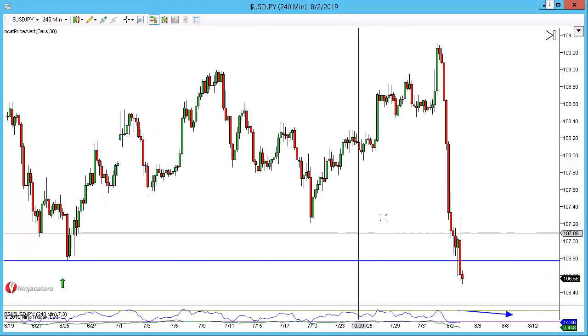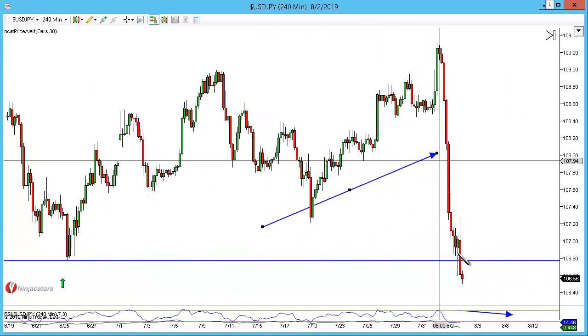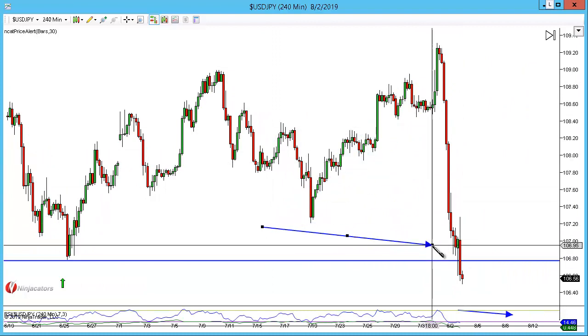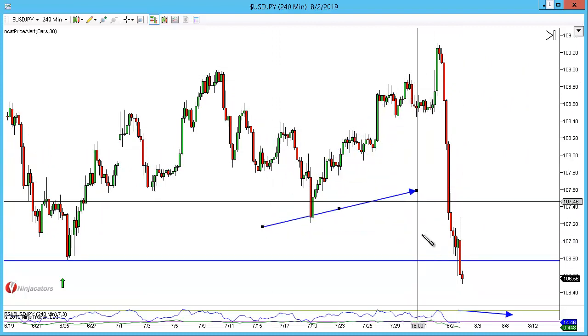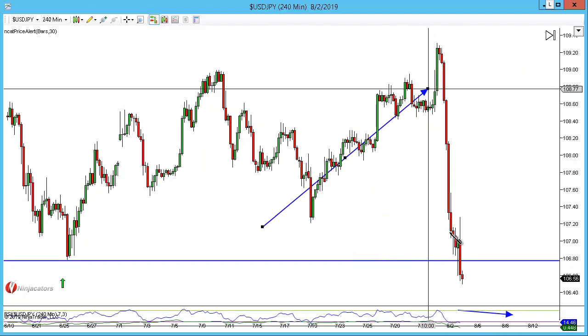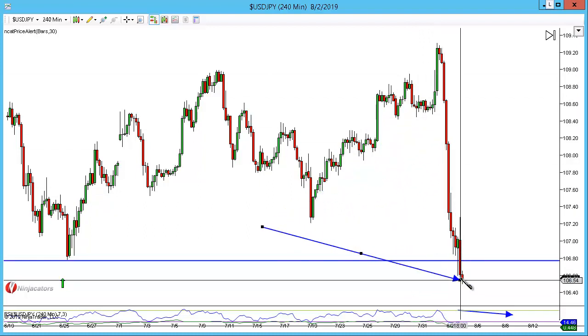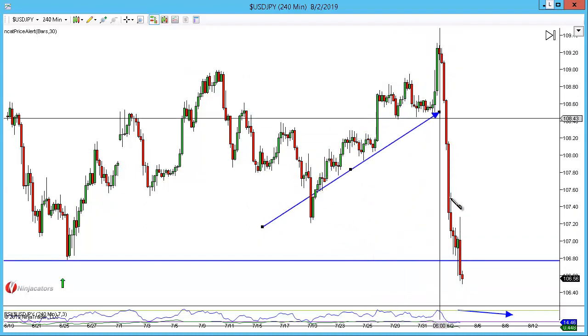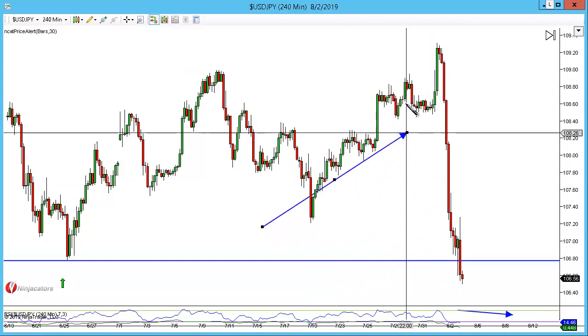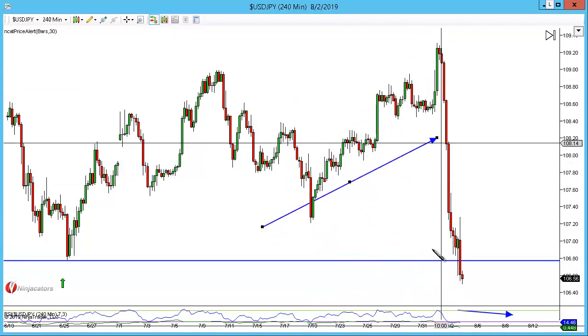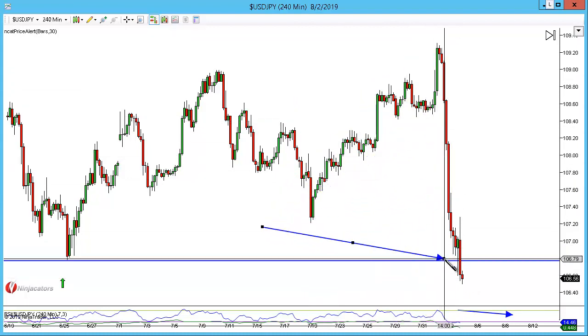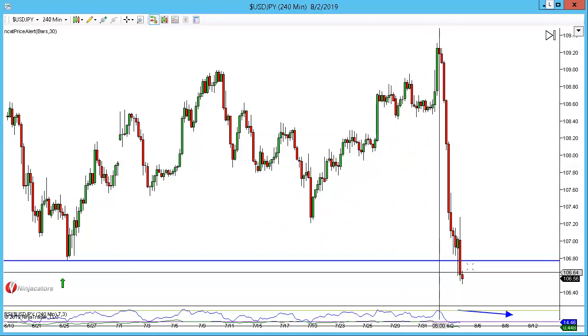Over on the 240, just look at this big bearish run. That's what we've seen in a lot of the currency pairs. We're seeing new lows, we're seeing big bearish runs. It's made trading difficult because a lot of these runs are as a result of fundamental news, not technical structure trading. But big bearish candles here.